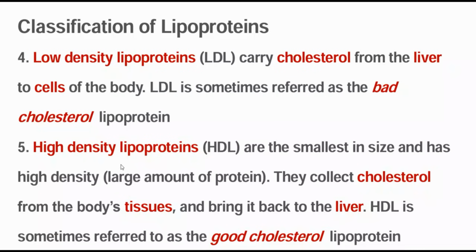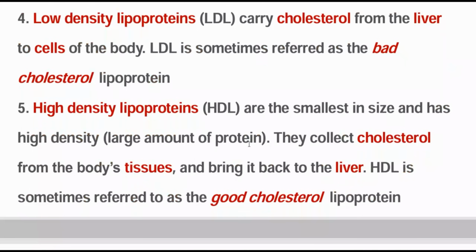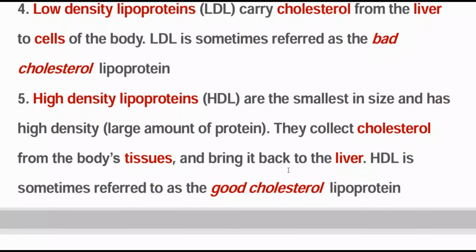In case of HDL, or high density lipoproteins, these are the smallest in size and have high density, with a large amount of protein. They collect the cholesterol from the body's tissues and bring it back to the liver. So during the deposition of cholesterol into the arterial wall or any adipose tissue, it can bring it back to the liver. So this type of cholesterol is very good cholesterol in our body. This is called the friendly cholesterol or healthy cholesterol.